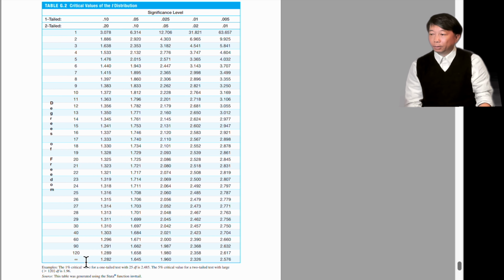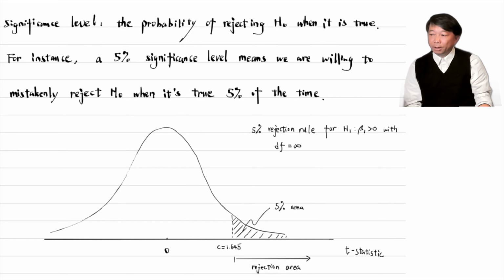We find that the critical value with a 5% significance level and infinite degrees of freedom for a one-tail test is 1.645. If the T-statistic is greater than 1.645, then we can reject the null hypothesis that education has no effect on hourly wages in favor of the alternative hypothesis that education contributes to earnings.